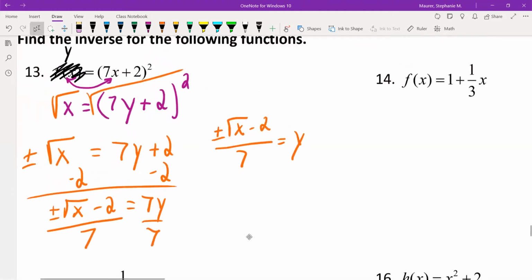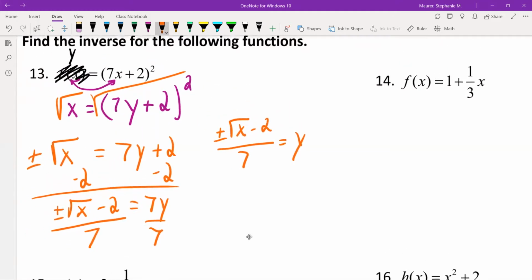Now, some small details that you might have noticed going through this. I did add in this plus or minus. That happens anytime you square root a variable. So we had to square root y, which means we're getting a plus or minus.